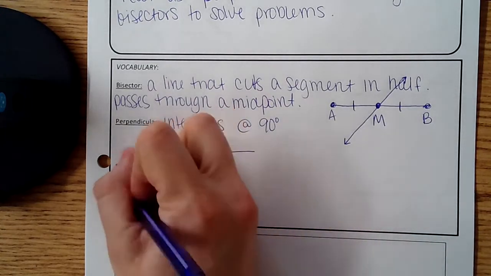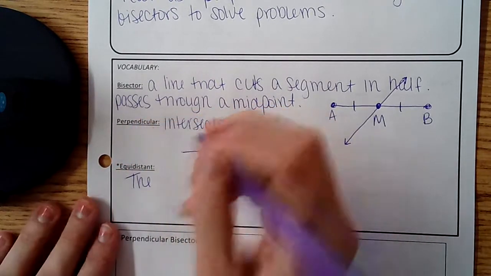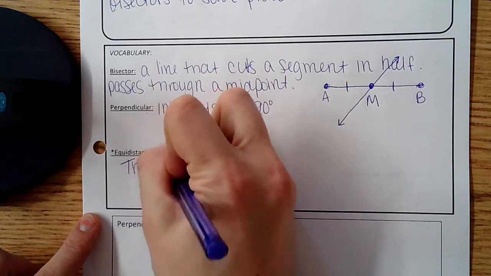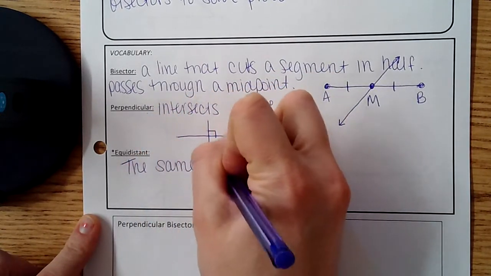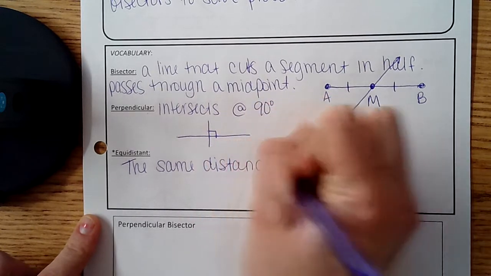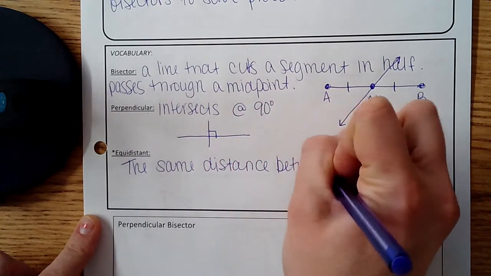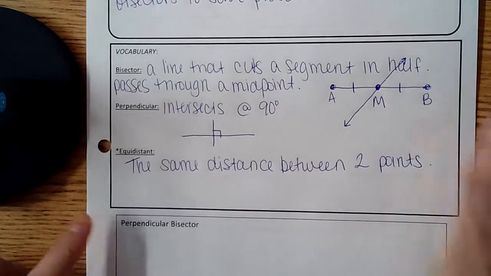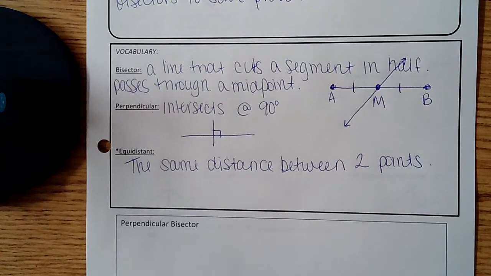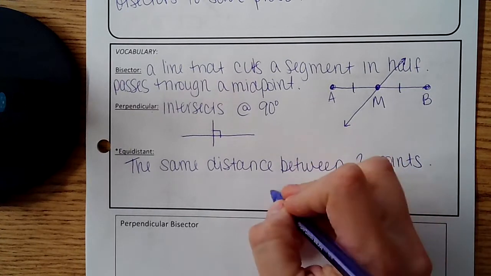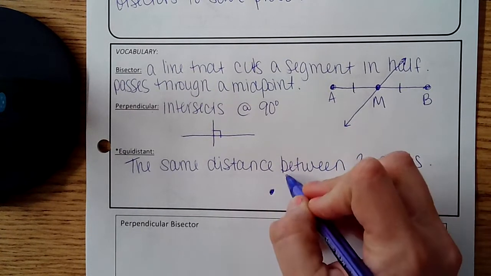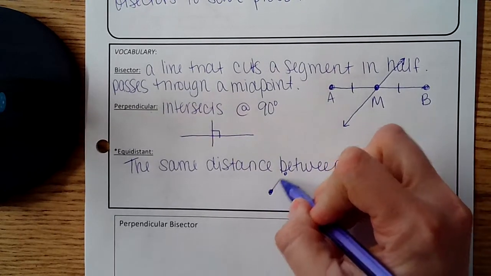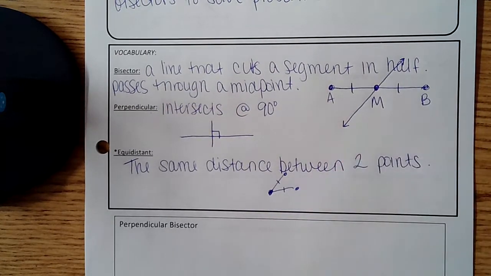Now, equidistant. This word basically gives its meaning in the way that it's spelled. It is the same distance between two points. If this is equidistant, they have the same amount there.